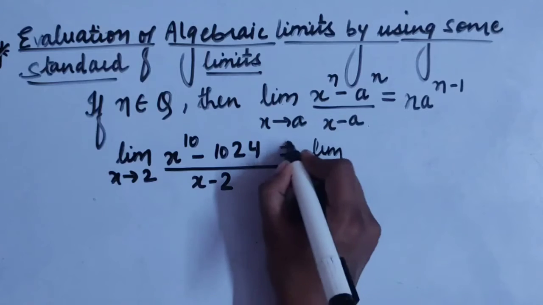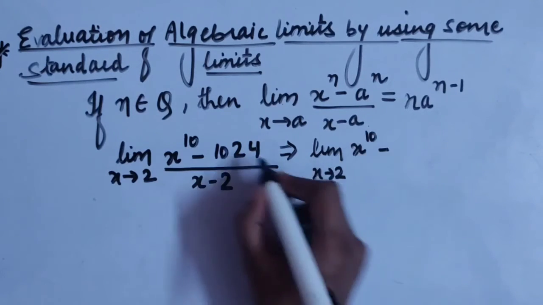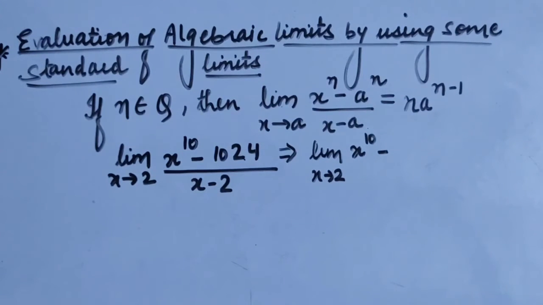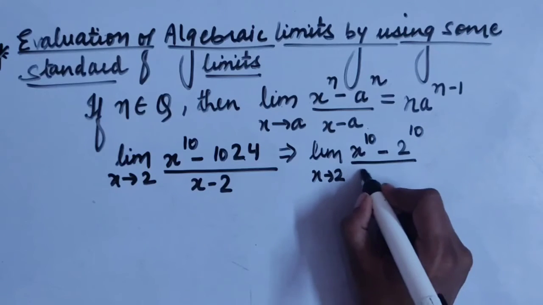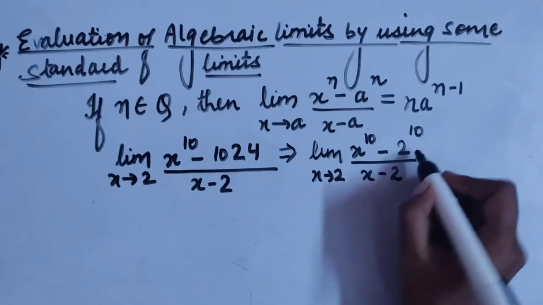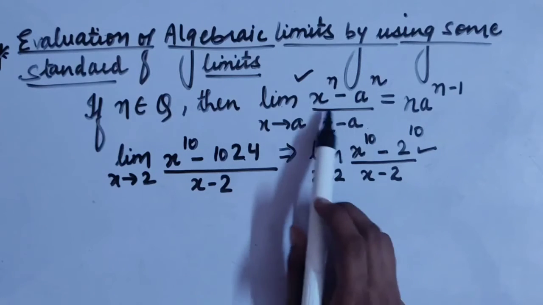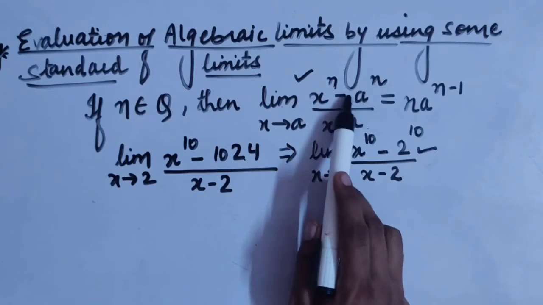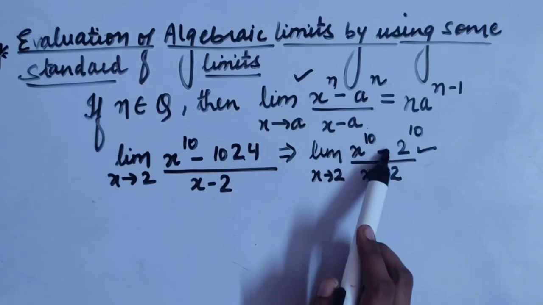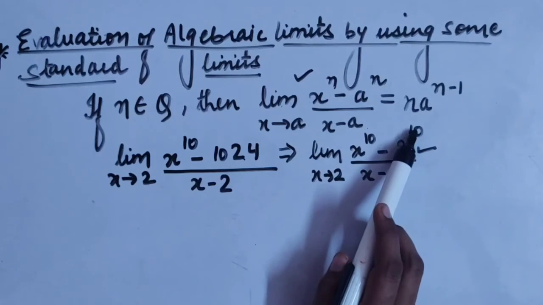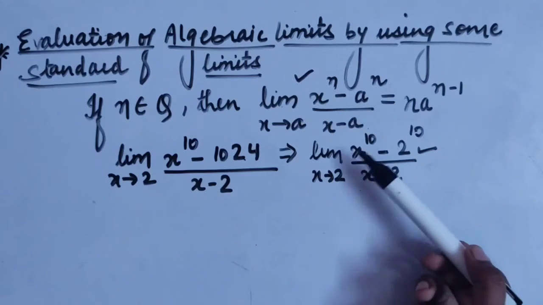Limit x tends to 2, x^10 minus, I can say this is 2^10. Yes, it is 2^10 divided by x minus 2. Now you people please compare it with this limit. As you can see here, x^n minus a^n. Exactly the same, x^10 minus 2^10 is here. So it means we can directly use this standard limit concept over here.